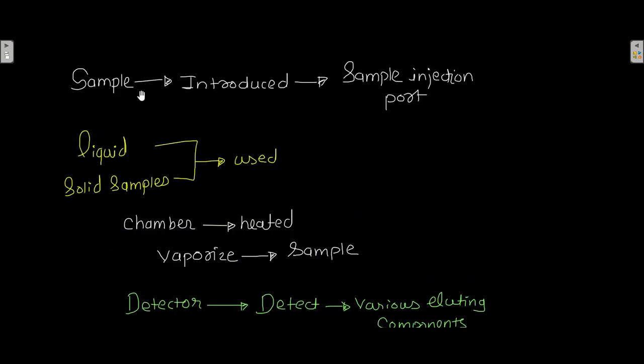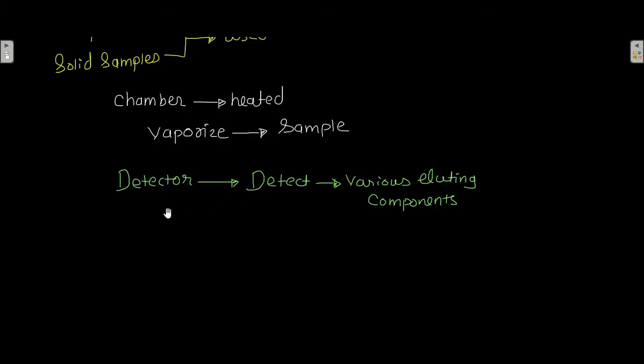Now the sample is introduced via the sample injection port. Now if you are using a liquid sample, or if your sample is in the solid state, then the chamber is heated to vaporize the sample. So in that chamber you vaporize your liquid or solid sample, and then it is injected into the system for gas chromatography.